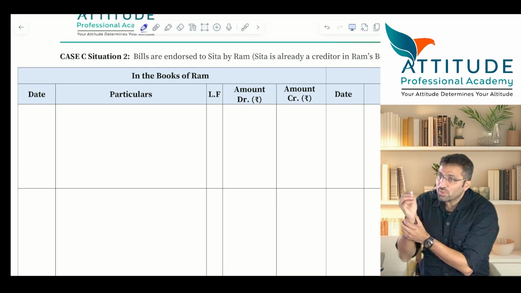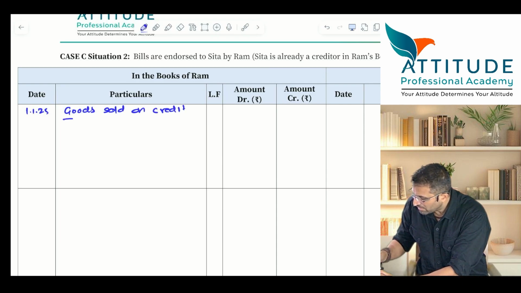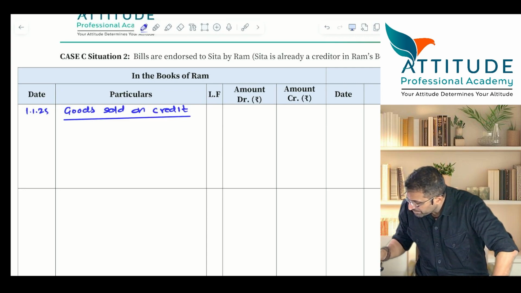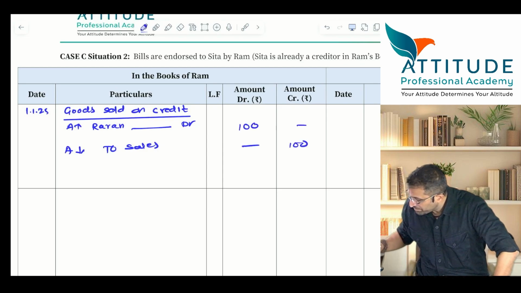Okay, one by one, slowly. Date, goods sold on credit. You have to write it clearly. Entry. Raman account debit to sales, or income increases, no problem.